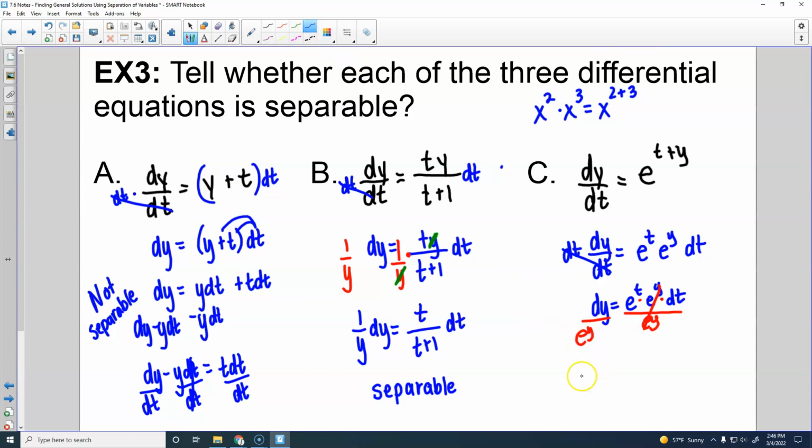So you'd probably write this as dy over e to the y, or you could use negative exponents if you want, and it equals e to the t dt. So everything on the left-hand side has the y's, everything on the right-hand side has the t's. So that one is separable. I don't think you'll see that. Our textbook doesn't put this in here much, but it is separable.